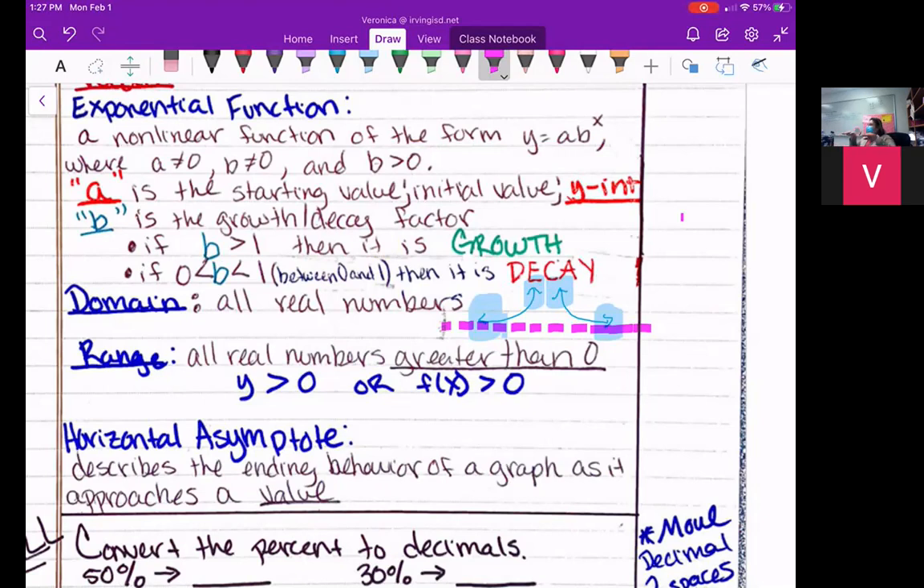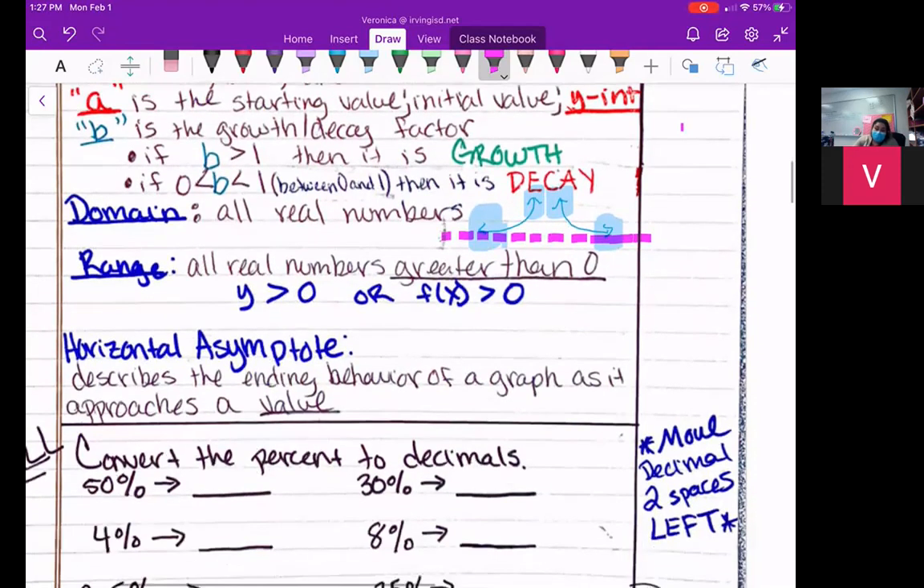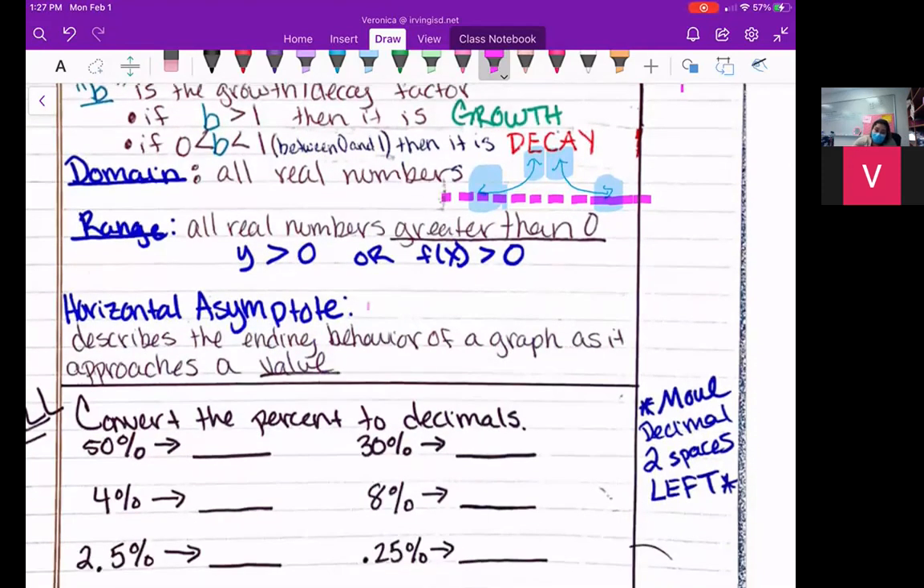So that is your horizontal asymptote. It is like that invisible line that is stopping you from actually touching the toilet or whatever you're trying to sit on. Okay. So that's your horizontal asymptote, right? So that is that line, which is the description of the ending behavior of a graph as it approaches a value. All right. So that's your brief summary, and then we're gonna get into the chart and we'll talk more.